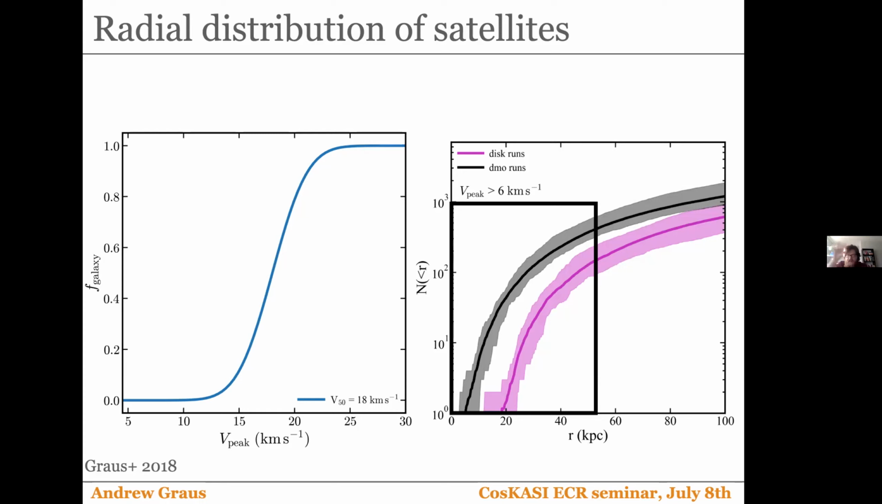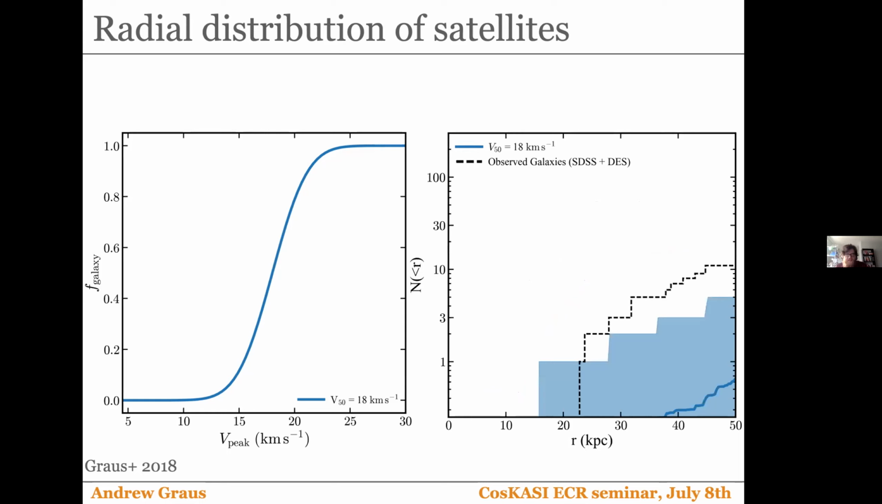And so I'm going to focus in on the inner 50 kiloparsecs around the Milky Way because we think that's roughly where we should be complete to ultrafaints. Outside of that, it's much, much more complicated because you have to deal with completeness corrections and all sorts of things like that. But we think that reasonably we should be complete to around 50 kiloparsecs to the ultrafaints.